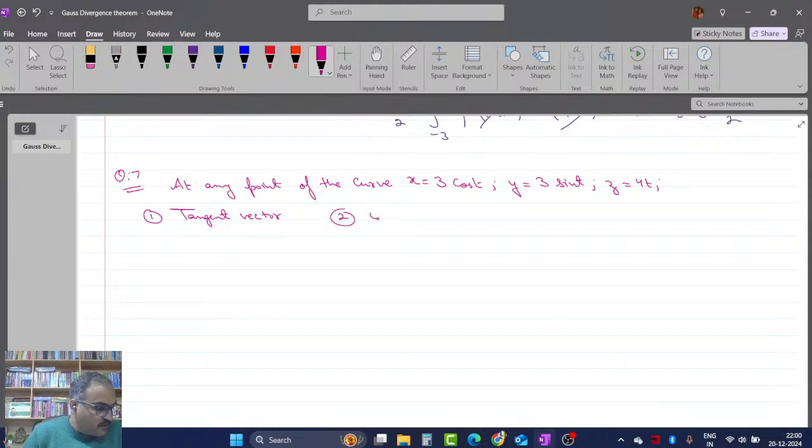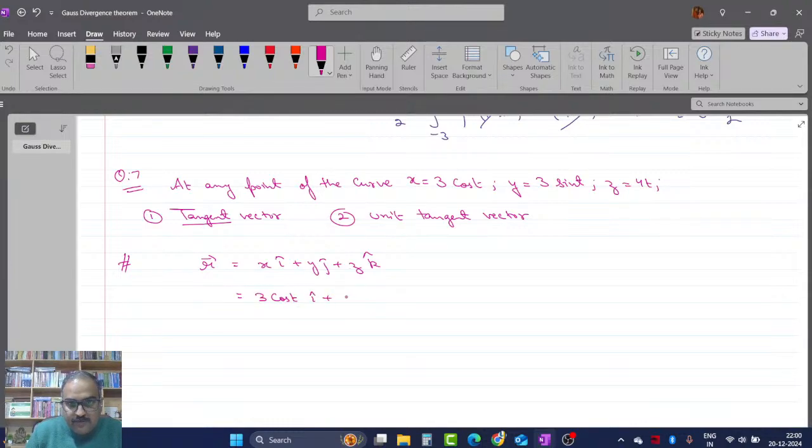Number two, unit tangent vector. So basically, before calculating the tangent vector, we should know what the position vector is. That is always x i cap, y j cap, z k cap. That means 3 cos t i cap, 3 times sin t j cap, 4t k cap. That is the value of r vector.